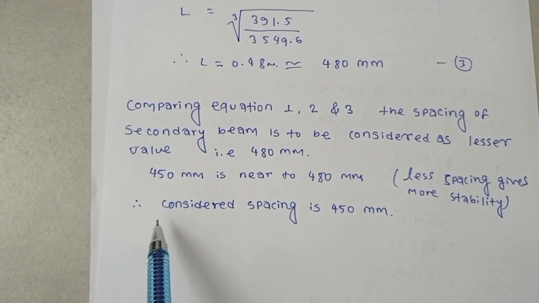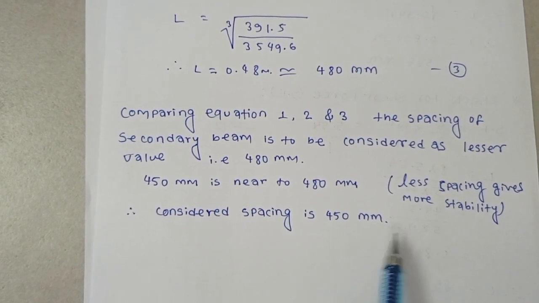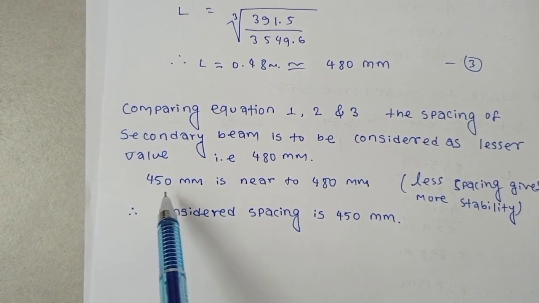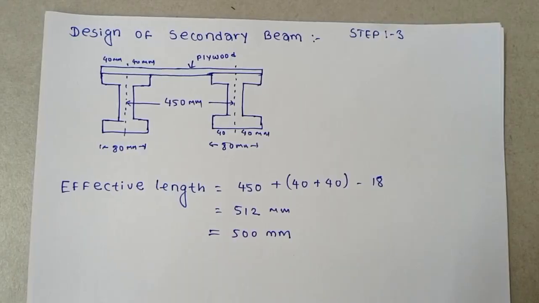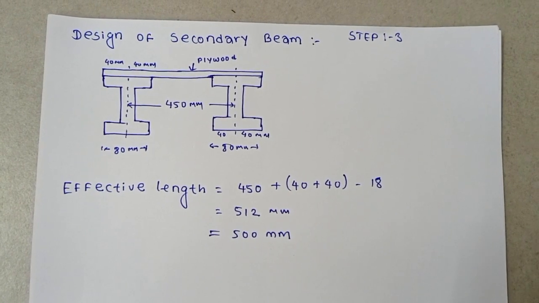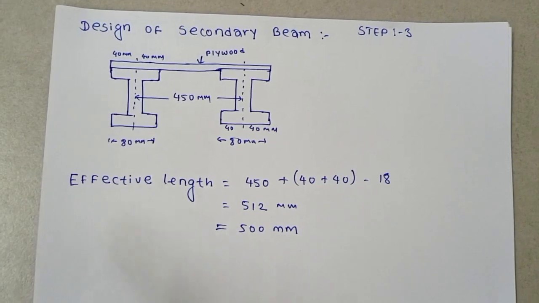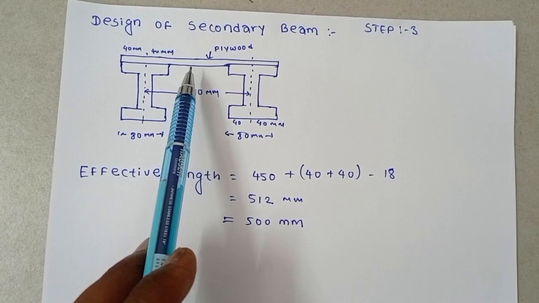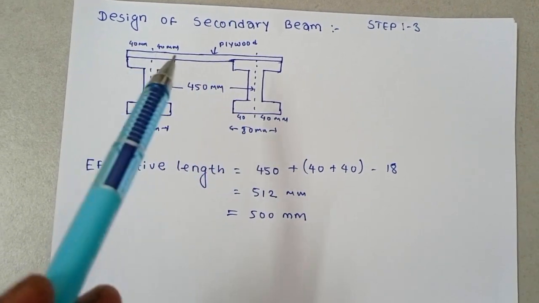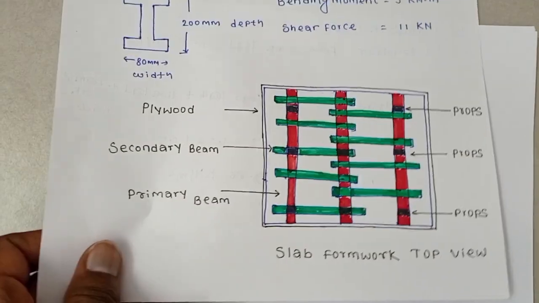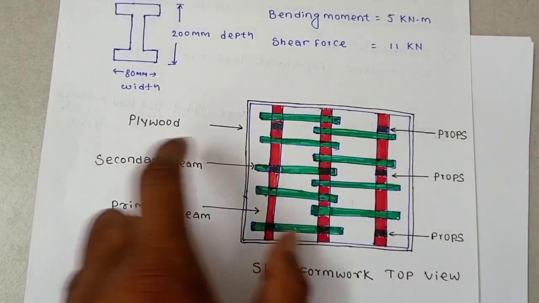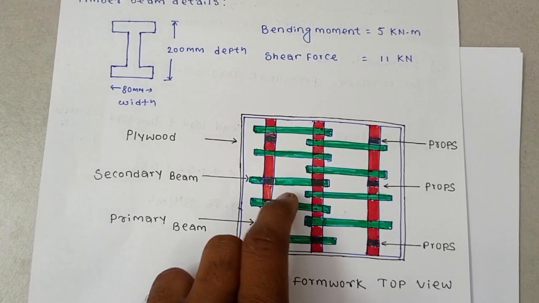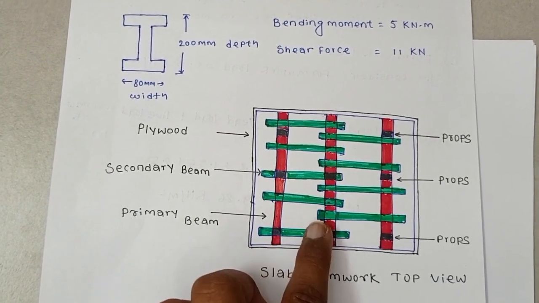So the considered spacing is 450 mm, and I have written on the side that less spacing gives more stability, that's why we have kept 450 mm. Now this is step 3, design of secondary beam. This is the beam, this is the plywood, and this is the secondary beam. Now we are going to design this, what could be the spacing according to the load calculation.